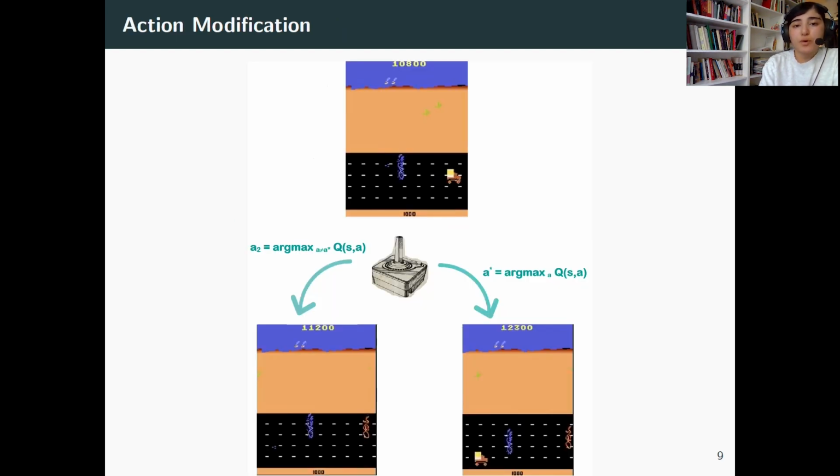And let's move forward to what we did in our work. Here you can see the layout of the action modification. What we are going to do is to make the agent pick the second best action with probability P and make the agent pick the optimal action with probability 1 minus P. The optimal action here is the action maximizing the state action value in state S.